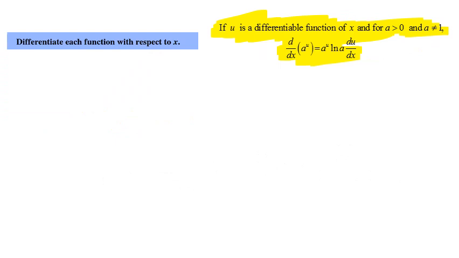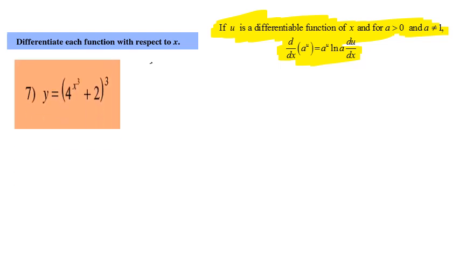Differentiate the given function with respect to x. y is equal to 4 to the power of (x^3 + 2) all to the power of 3. And the old teacher is telling us that if u is differentiable, then the derivative of a to the power of u, the exponential function, is equal to a to the power of u ln a du/dx.